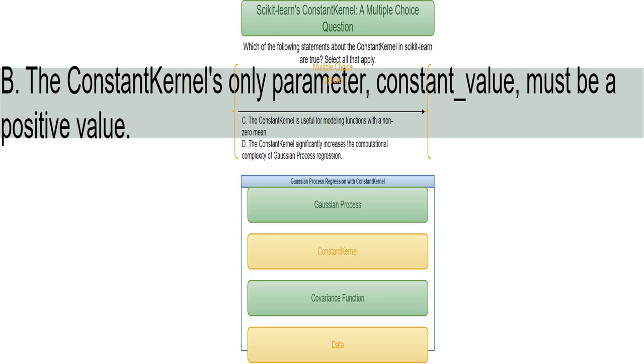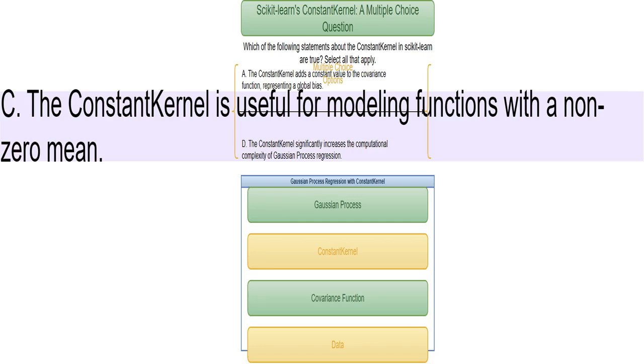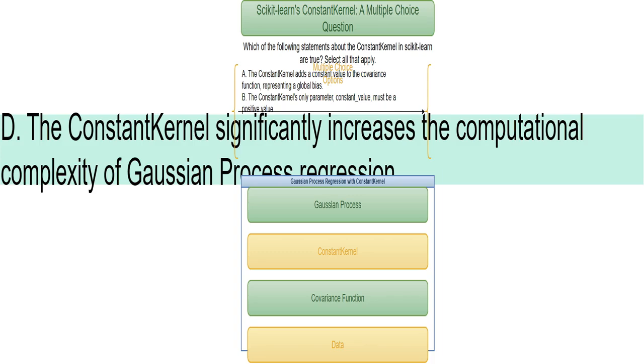This statement is true. If your data has a consistent mean, it's not centered around 0. The constant kernel helps you capture that non-zero mean effectively in the model. This statement is false.